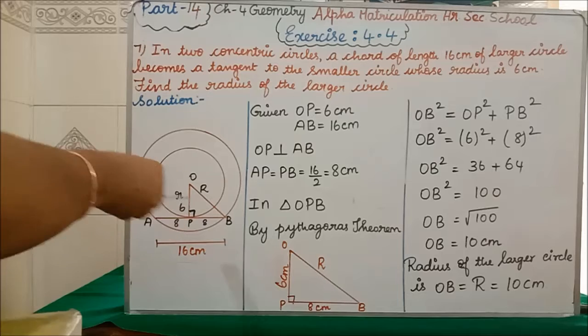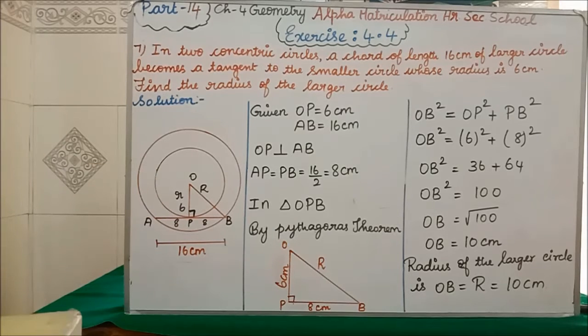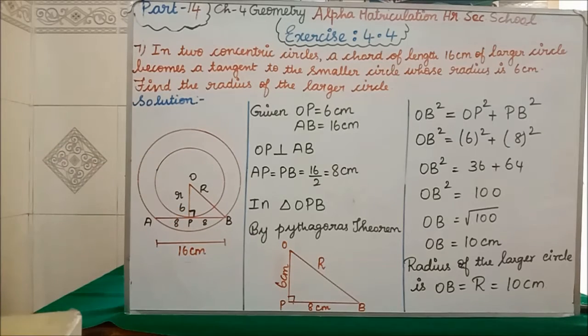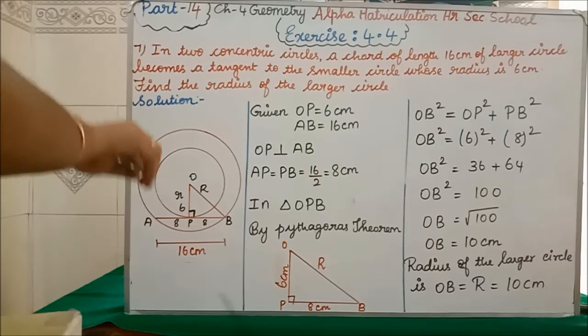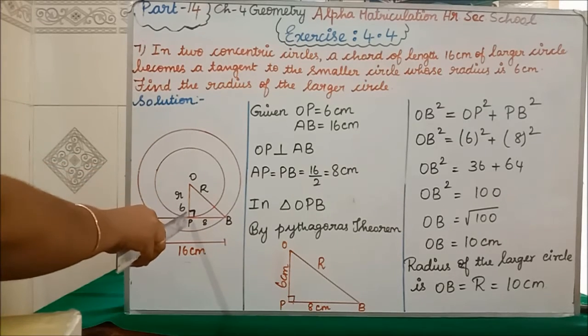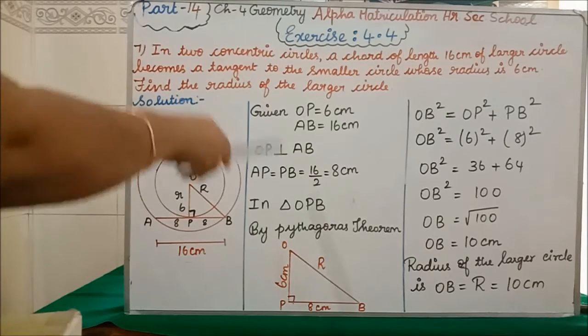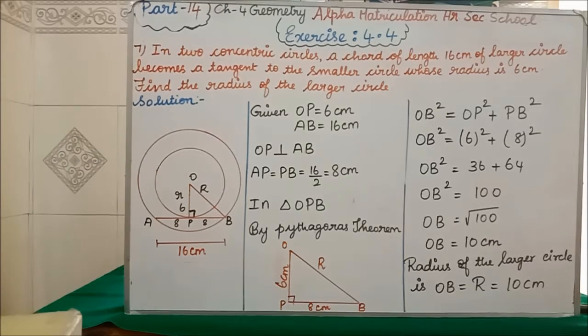Inside the largest circle only I have drawn the chord. That chord should become a tangent to the smaller circle. According to that we have to draw. This is the chord. This line is becoming a tangent to the smaller circle, isn't it? The smaller circle radius from center to here is 6. Find the radius of the largest circle, capital R we have to find. I hope you all understood this question, isn't it?